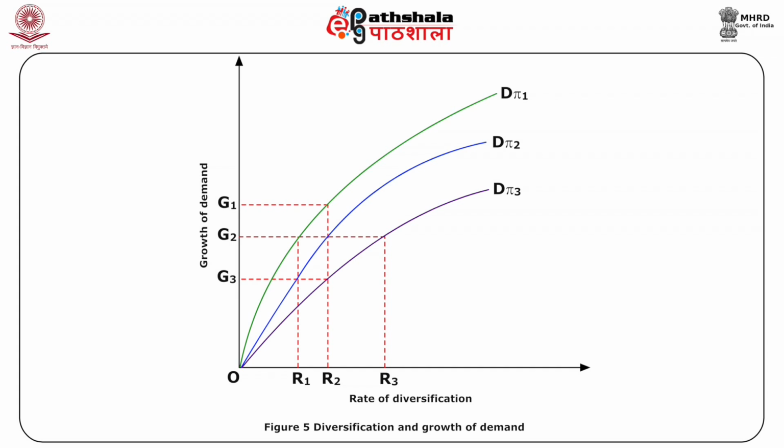Thus, for a given level of diversification OR2, the growth rate associated with the lowest profit level of dπ1 is OG1, while with dπ3 it is OG3. Profits are lower on dπ3 as additional cost is required to achieve a high growth rate for consumer demand. Thus, it can be concluded that if the expenditure on selling the new product of a diversified firm is higher, then for a given rate of diversification and a given price of the product, profits will be lower.